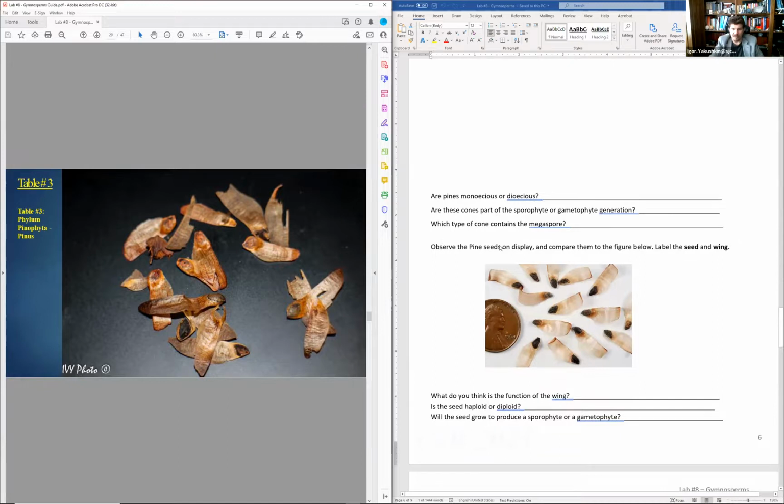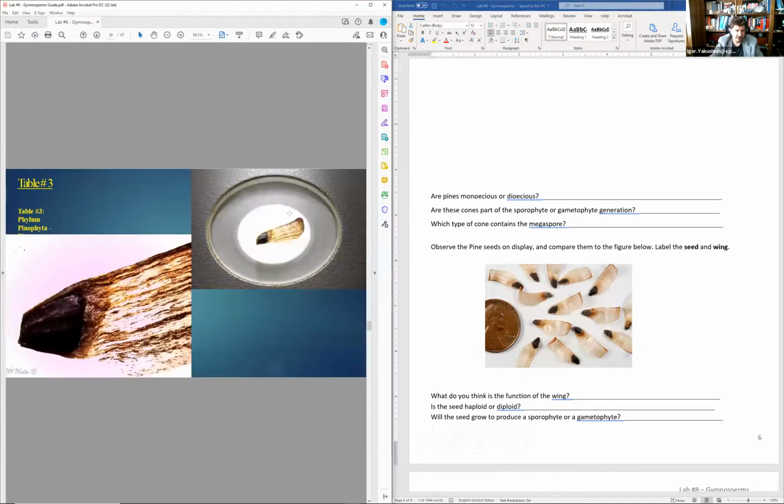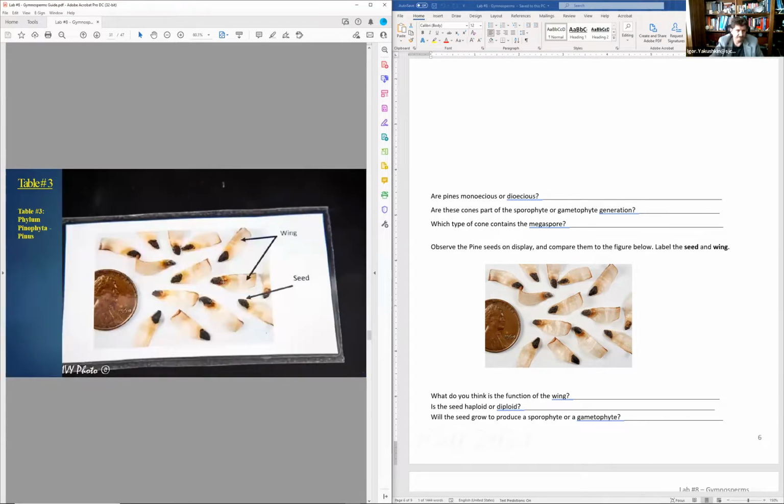So observe the pine seeds. So pine seeds on the display, label seeds and the wing. Whenever you're looking, that dark spot right here is the seed, the rest of it is the wing. That one does not really have the seed, it probably fell off. So here we're looking at the seed and the wing. Here we go. You can see the seed. This is the seed covered by the seed cover, and the seed actually inside, and the wing, right?